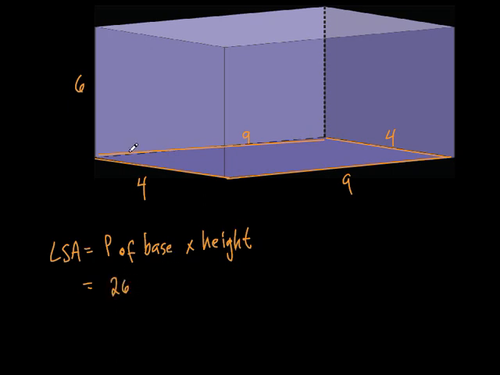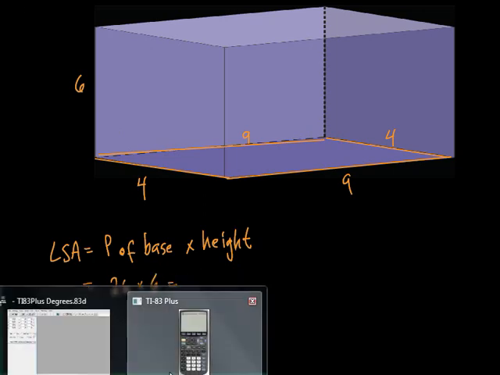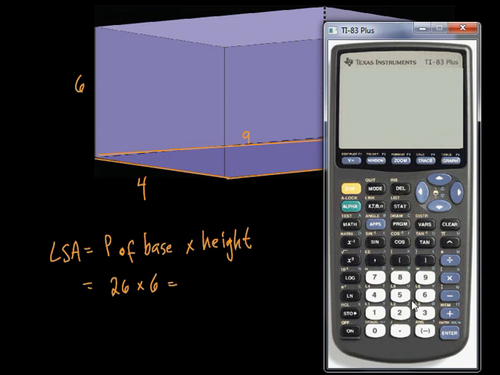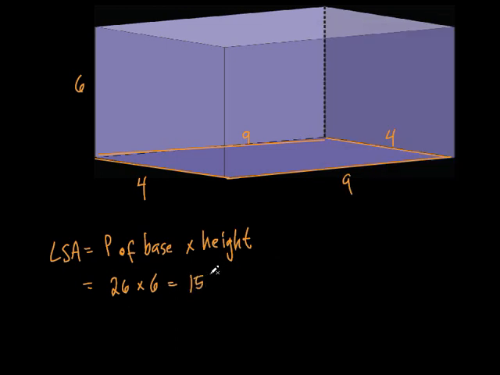That's the perimeter of the base times the height. And the height is 6. I should be able to do that in my head, but let's use a calculator instead. Let's turn it on. So it's 26 times 6. Oops, I can't do anything right today. 26 times 6, and that would be 156. So that would be the lateral surface area.